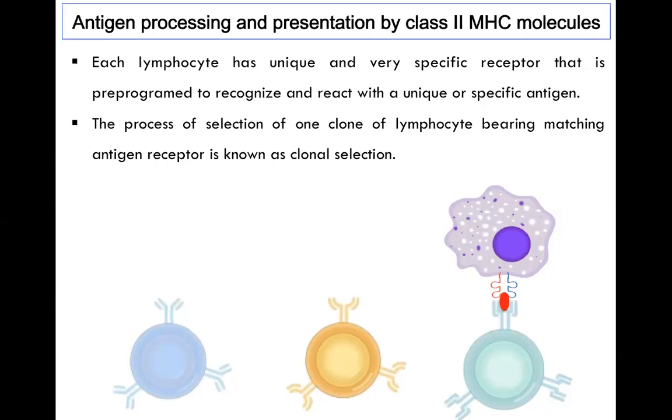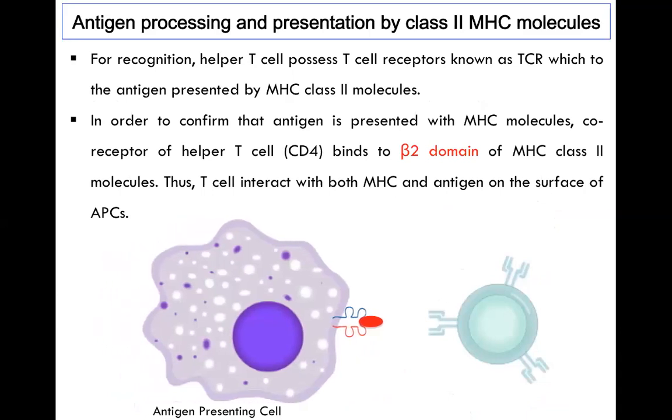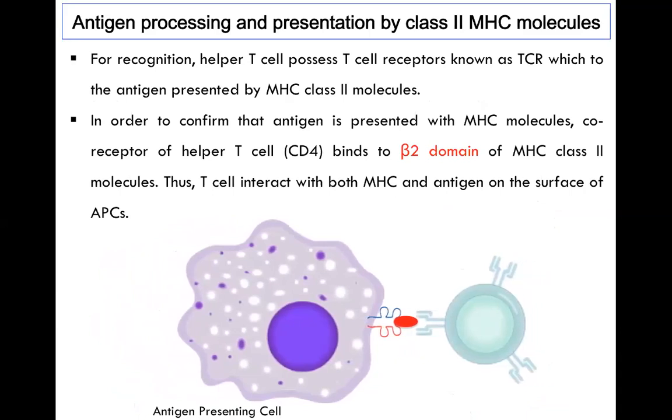These are very important terms. Once the antigen fits the receptor, and if you remember our last lecture, that receptor is known as the T cell receptor, shortly called TCR. So if you look at that process, the antigen fits into the TCR, and the T cell confirms the presence of the MHC molecule. First they know that they fit.